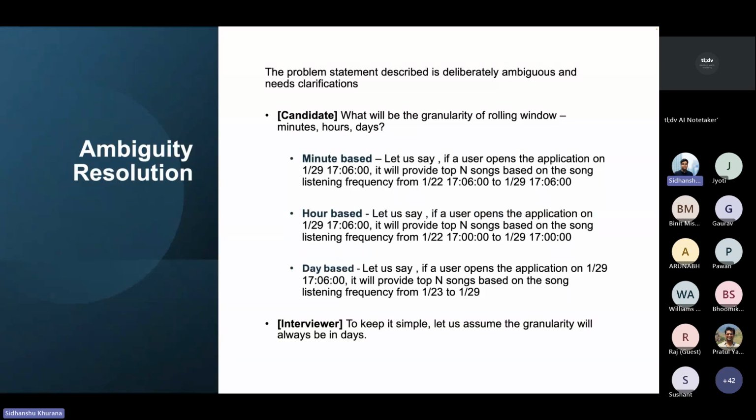And to keep the problem statement simple, considering the time of the interview, let us assume that the granularity will always be in days, right? Which means that the interviewer is your product manager or a customer who is giving you the requirements. And in this case, they want to follow the day-based granularity, which means the user opening the application on 1/29 will be provided top N songs recommendation based upon song listening frequency from 1/23 to 1/29.